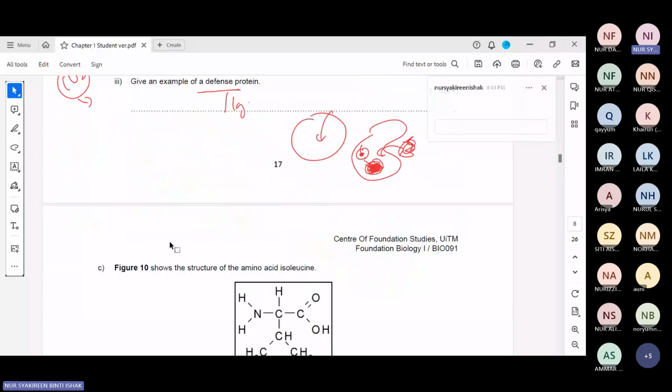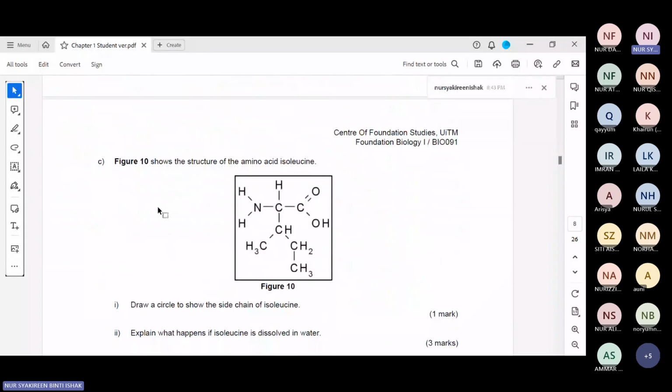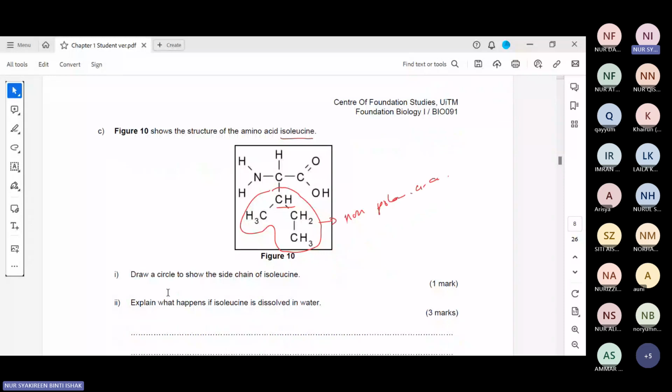Okay, so next question, figure 10 shows the structure of an amino acid, isoleucine. So isoleucine is another type of amino acid where the side chain here consists of many carbon and also hydrogen. So as you can see, because it has many carbon and hydrogen, we know that carbon and hydrogen have the same electronegativity. So this is the side chain that is non-polar. So this is a type of non-polar amino acid.